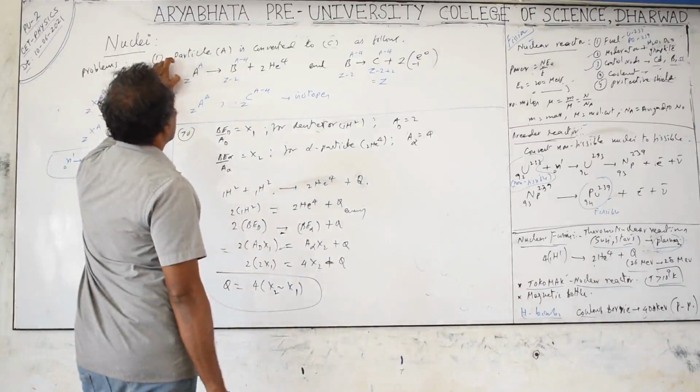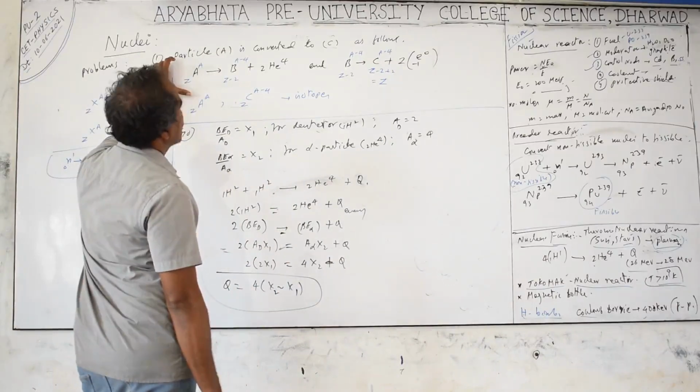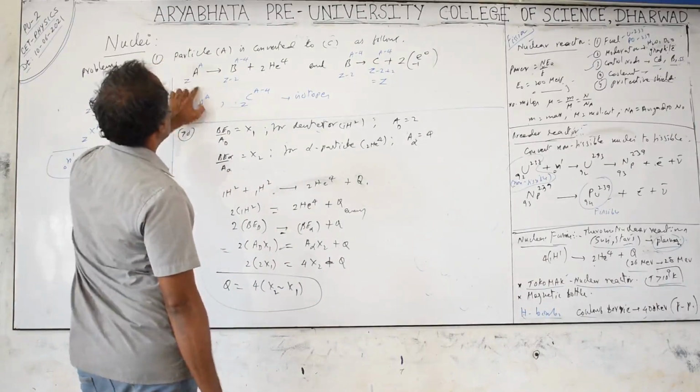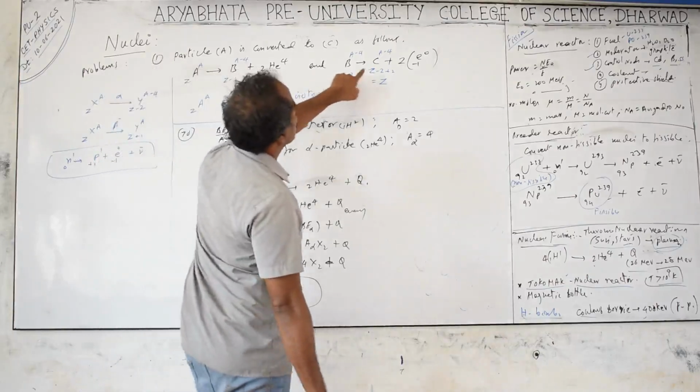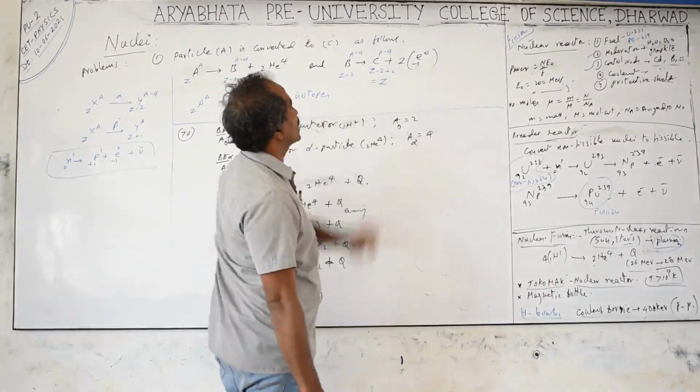First problem: particle A is converted to particle C by nuclear reactions as follows. A is converted to B, emitting 1 alpha particle, and B is converted to C by producing 2 beta minus particles.